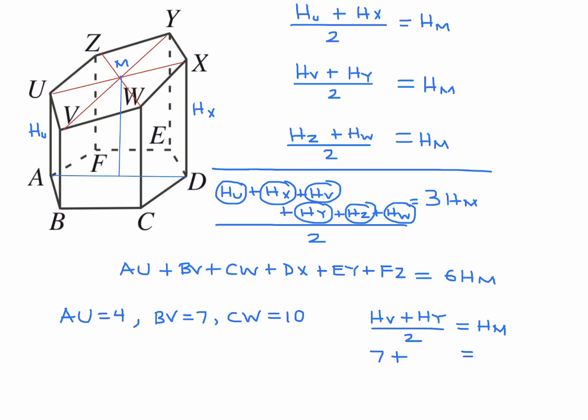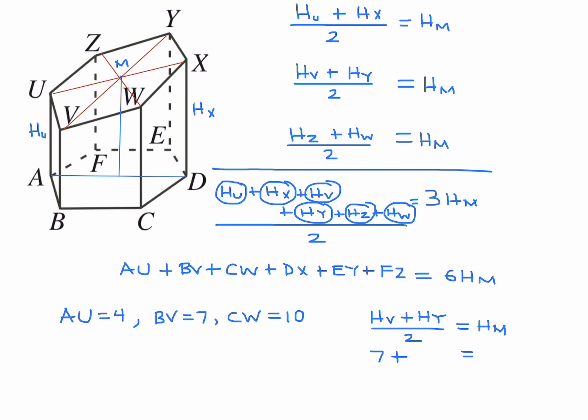So BV I have to call 7. Well, HY, what is HY though? HY is from there to there, but we don't know that. But because of the way I've labeled it, I'm basically saying that this is the same height as that. So that if you were to look at it from this angle, it's not tilted. You see what I mean? Z is on the same level as V, and then Y is on the same level as X. I hope that makes sense.